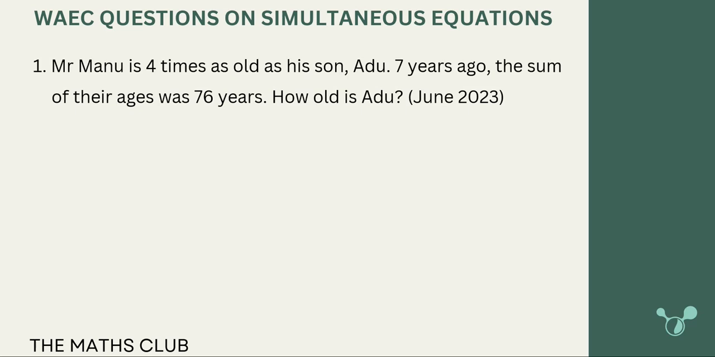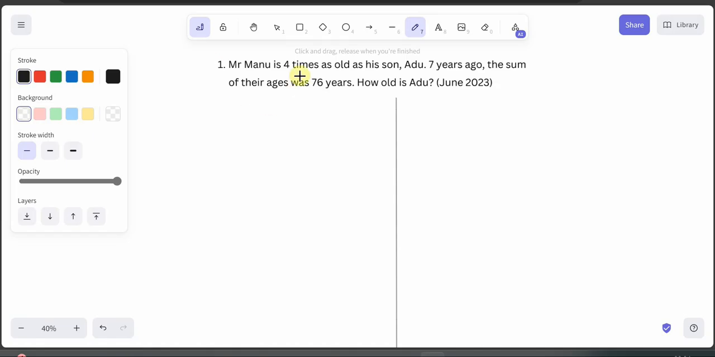Welcome back. Let's solve it together. So if you look at today's age, we can represent Mr. Manu's age as M and Adu's age as A. So today, Mr. Manu is M years old and Adu is A years old. 7 years ago, Mr. Manu is M minus 7 and Adu is A minus 7, right?